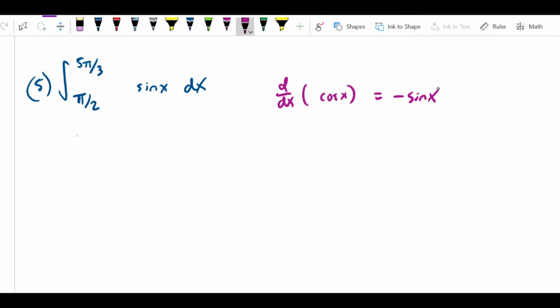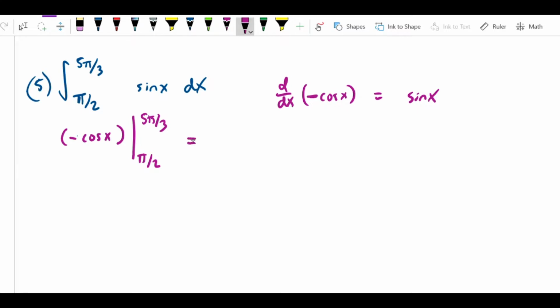So what I need to do is flip this around and say the derivative of negative cosine x is sine x. We covered this in the initial section on antiderivatives: the antiderivative of cosine is sine, and the antiderivative of sine is negative cosine. So our antiderivative is negative cosine x, and we're going to let this go from pi over 2 to 5 pi over 3, like that.